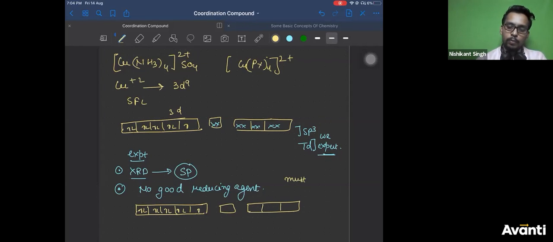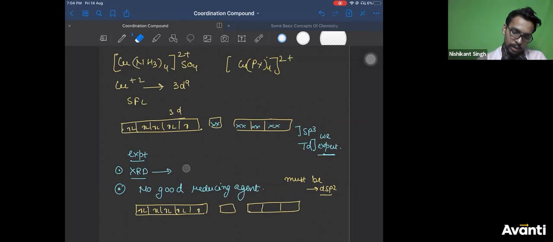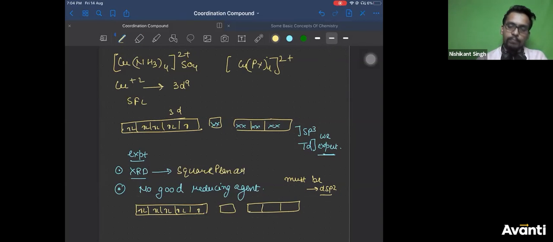And then we said, if XRD says it is square planar, then it must be dsp2. It must be dsp2. Correct? Square planar, it must be dsp2. It was experimentally proved, Pritish, that it is square planar. So if experiments are saying it is square planar, then it must be dsp2. Then we tried to prove how it is dsp2.